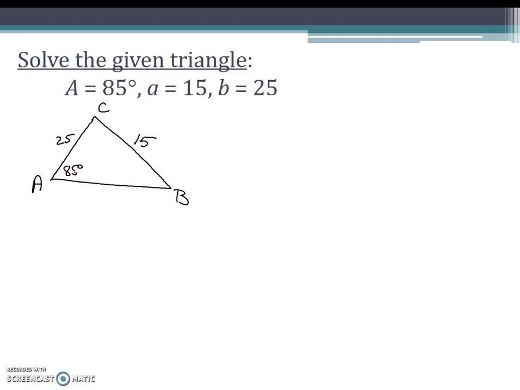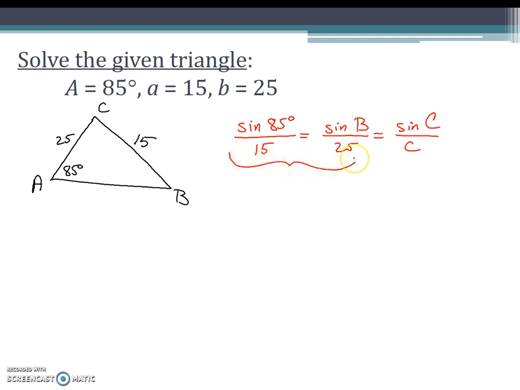So we do need to jump right to the formula, and because we have angle measurements that need to be solved for, we're going to put the angles on top in this example of law of sines. So we've got sine of 85 over 15, sine of big B over 25, and the sine of big C over little c. This one having two variables, we're going to hold off for a minute on that one. We're going to focus on these two, because this is solvable.